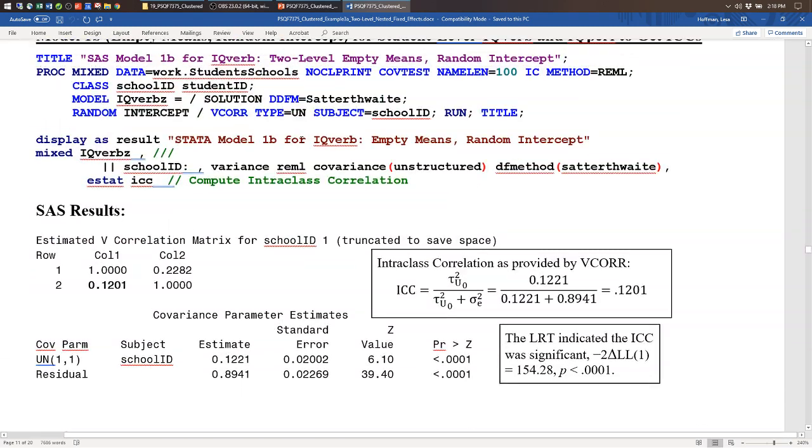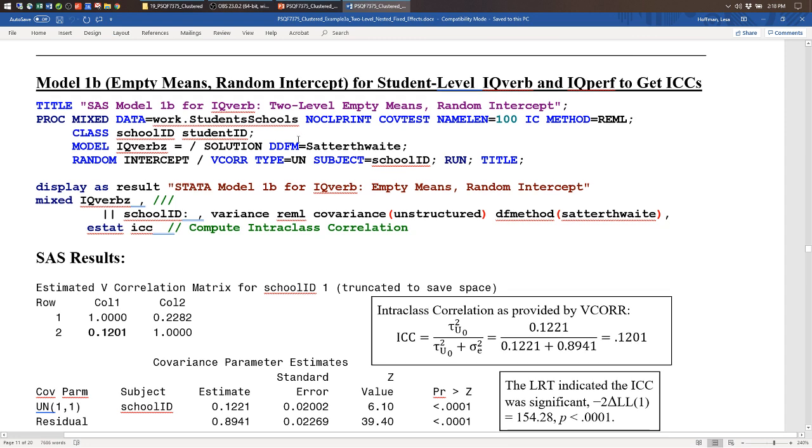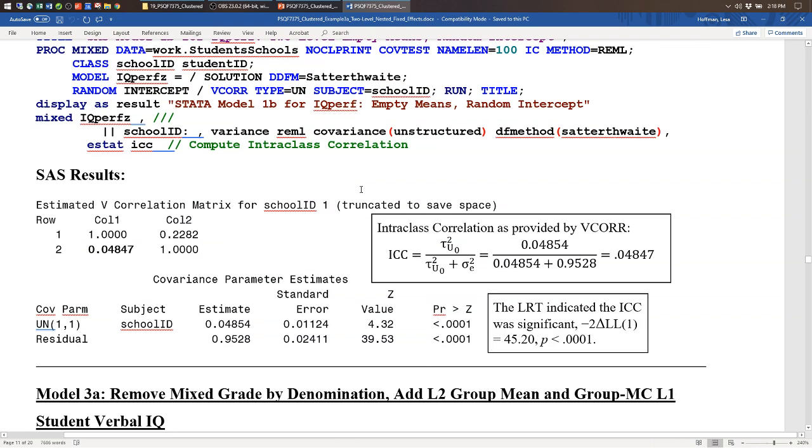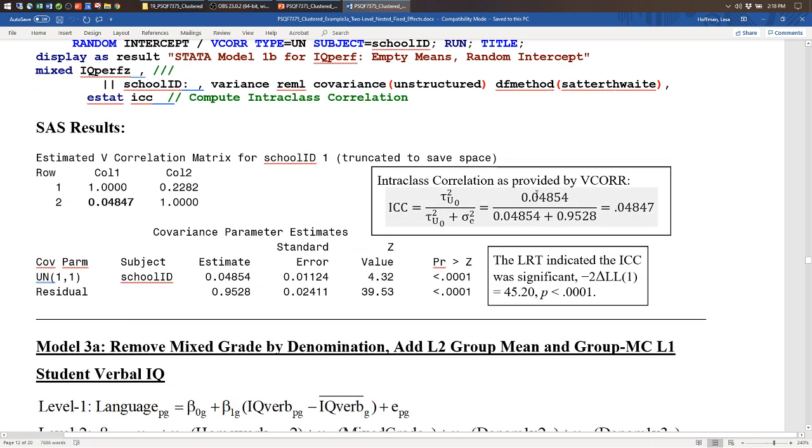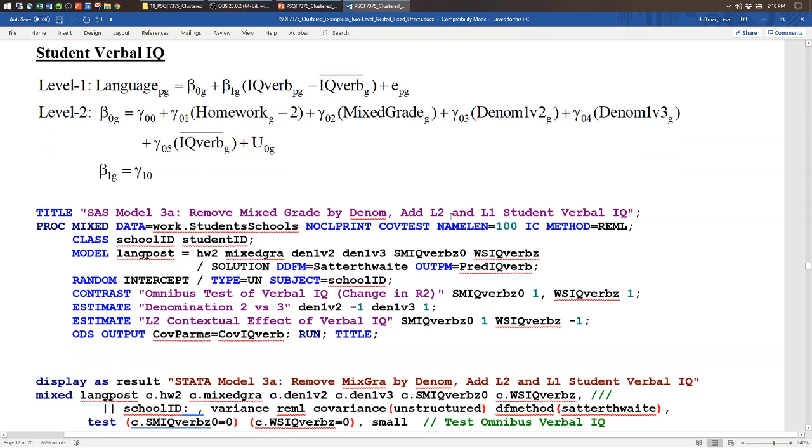We were looking at the effects of IQ. So we did intraclass correlations for each of the student level IQ variables. There's verbal and there's performance. We found that 12% of the variability in student verbal IQ actually has to do with school mean differences. And we found that about 5% of the variability in student performance IQ has to do with school mean differences.